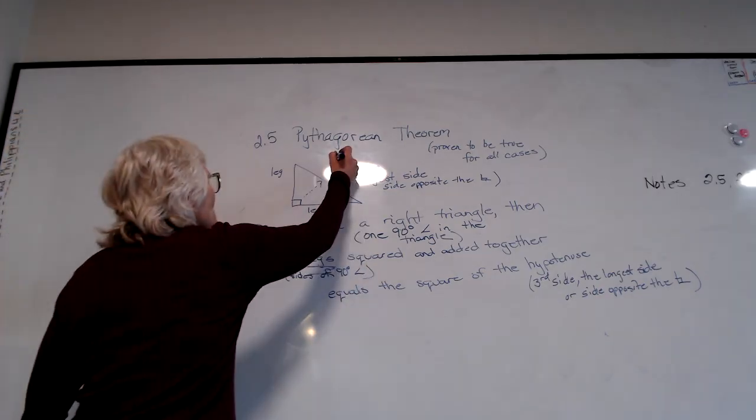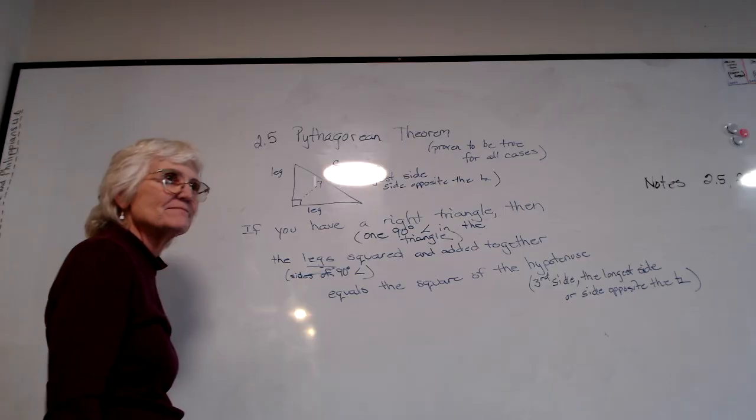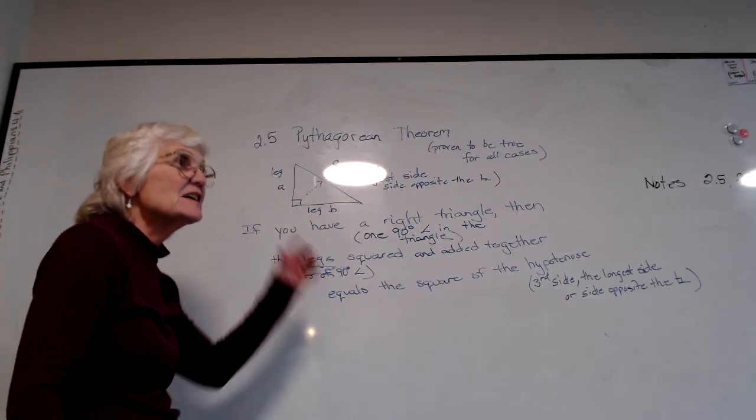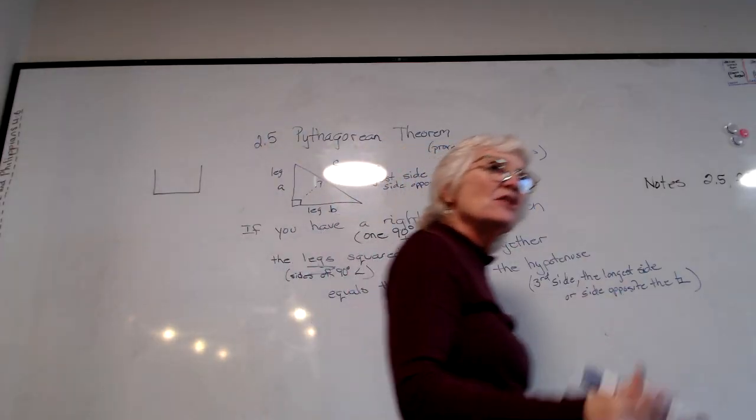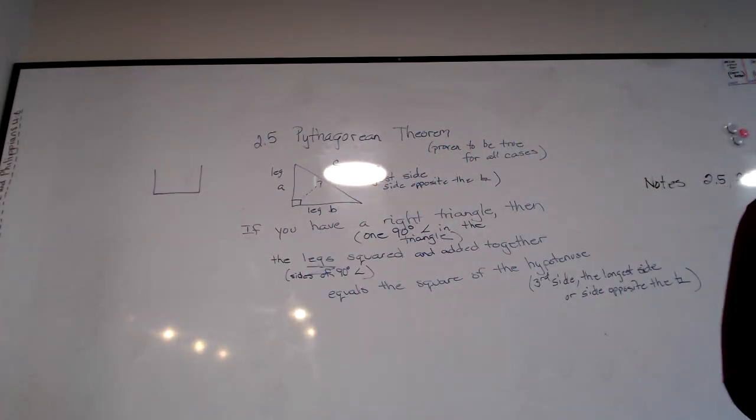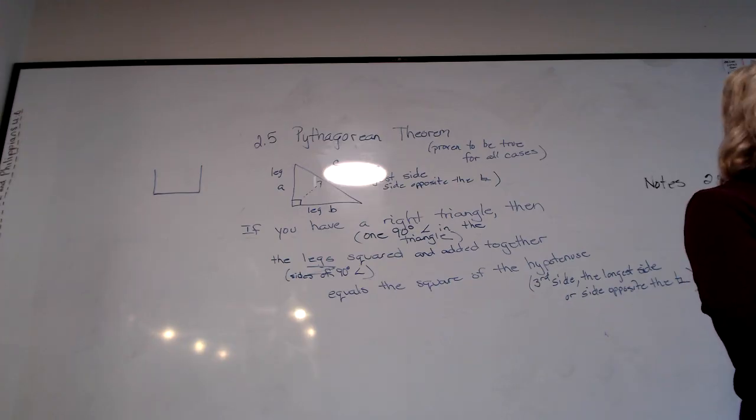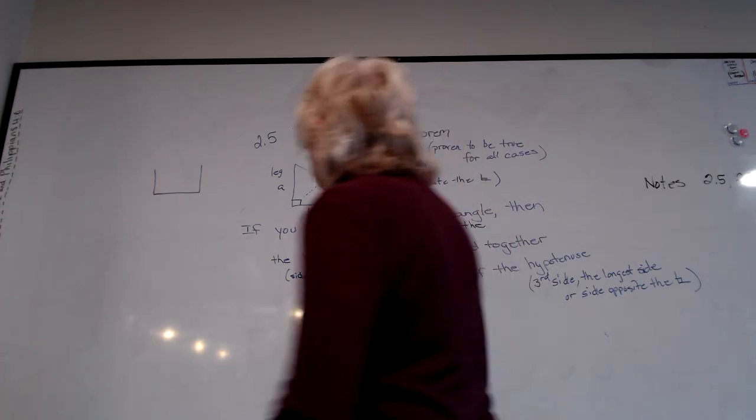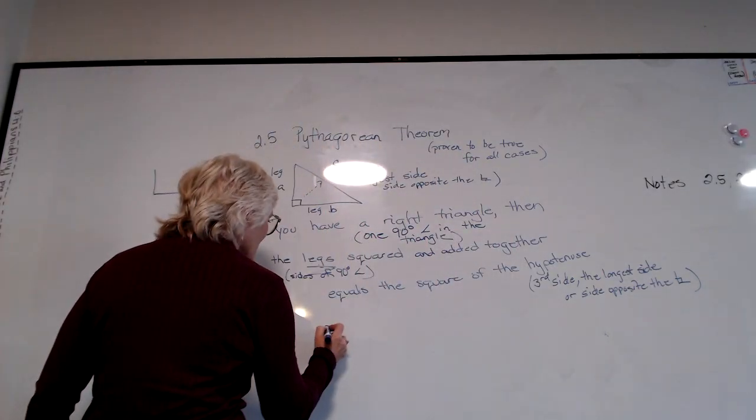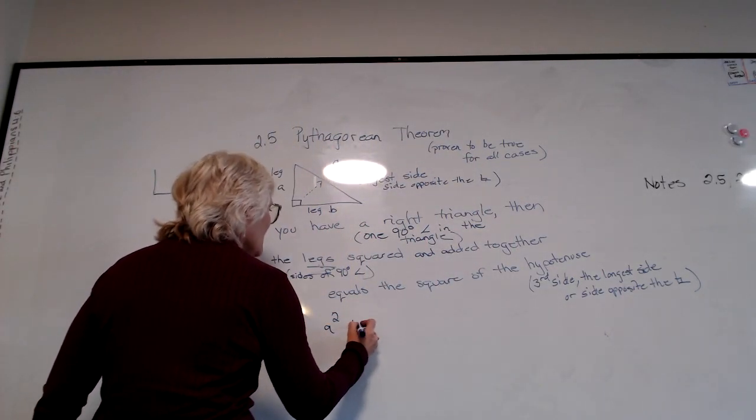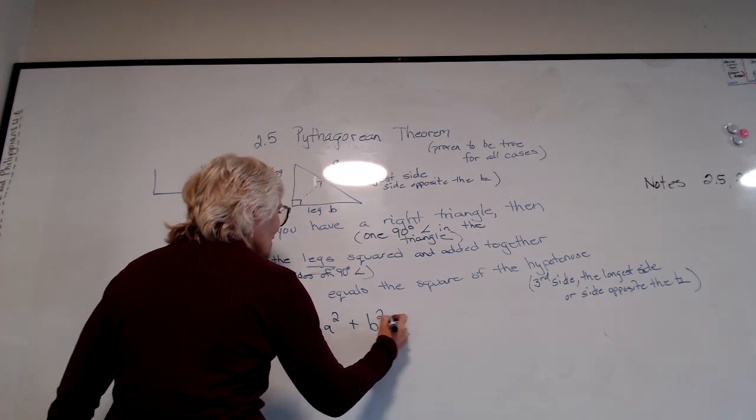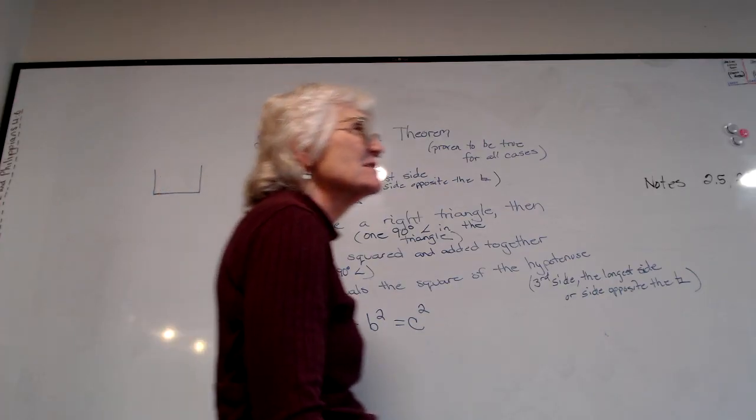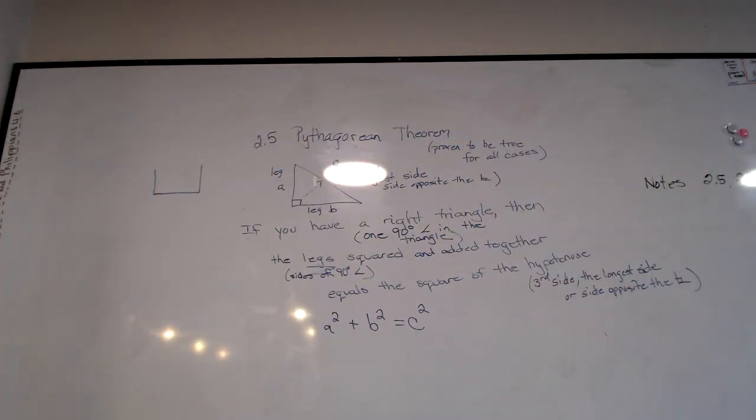We always call the hypotenuse C in our theorem, okay? We always call one leg A and one leg B. It doesn't matter which leg is called A and which leg is called B. They're both legs, so you can make one of them A and one of them B. So what you're doing is taking the length of A, squaring it, and adding it to the length of B squared, and that will equal the length of C squared. That is the Pythagorean theorem.